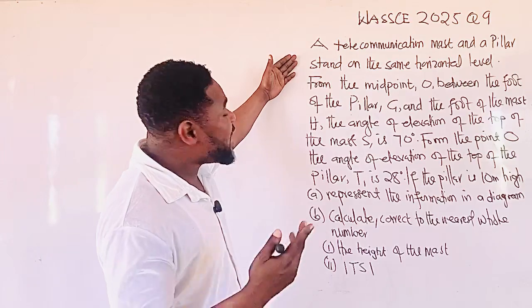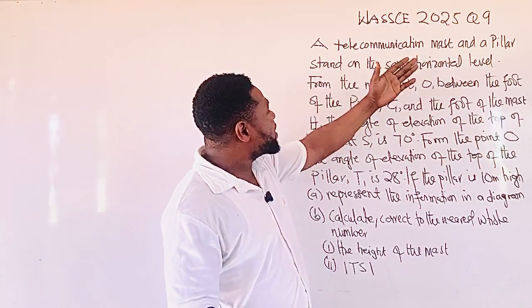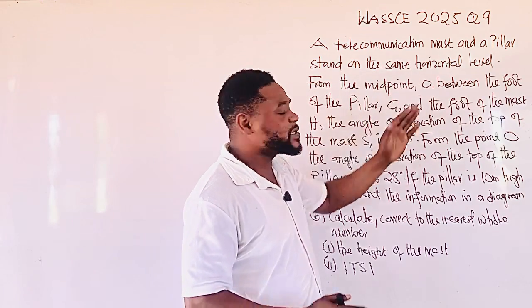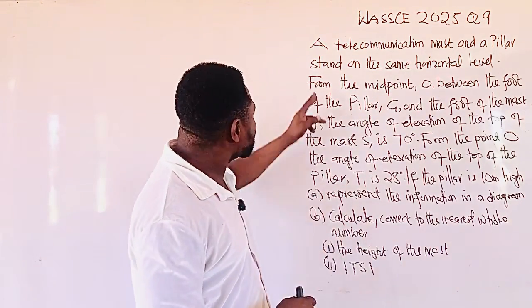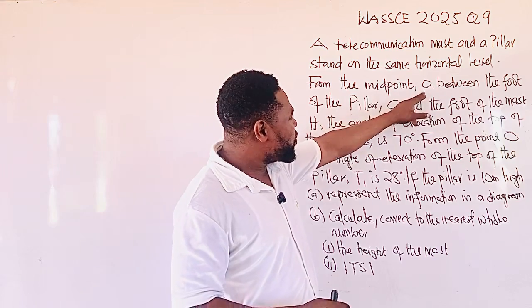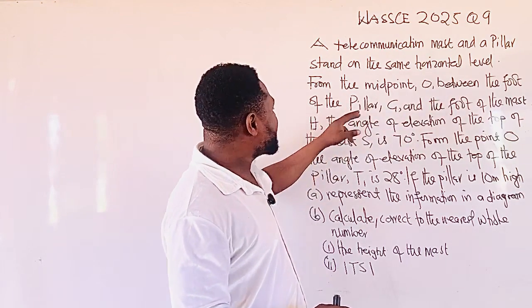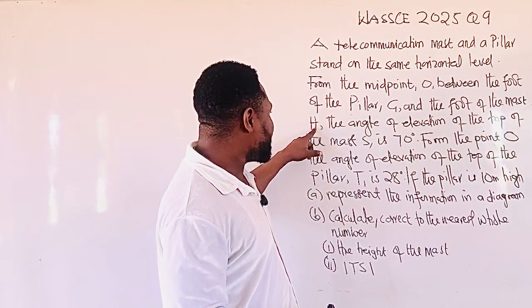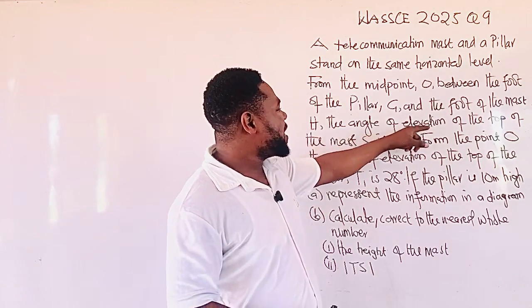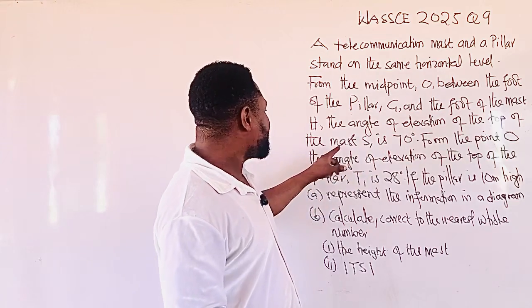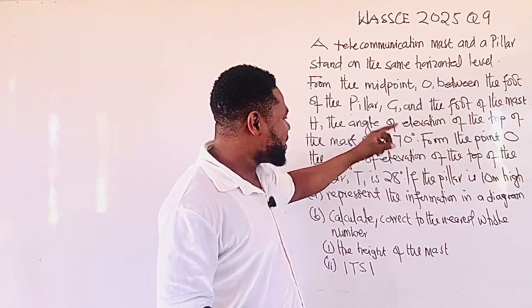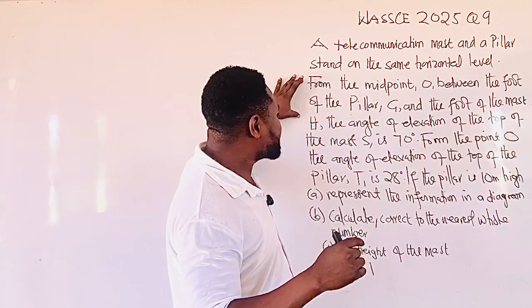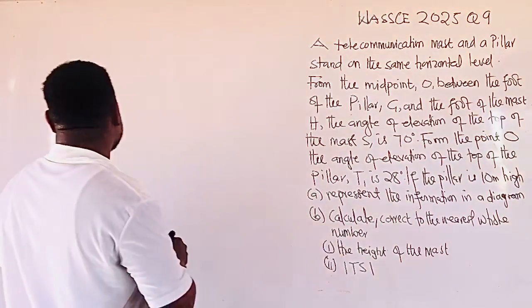From the question, we have been told that a telecommunication mast and a pillar stand on the same horizontal level. From the midpoint O between the foot of the pillar G and the foot of the mast H, the angle of elevation of the top of the mast S is 70 degrees. Let's see how we can represent the first sentence on a diagram.